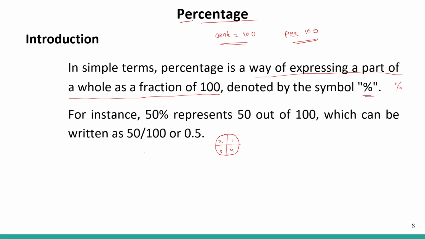And your friend has also another pizza. So let's see the second pizza, and it is divided into 3 slices: 1, 2, and 3. So you have the first pizza, and you have this second pizza. The first pizza is divided into 4 slices, and the second pizza is divided into 3 slices.